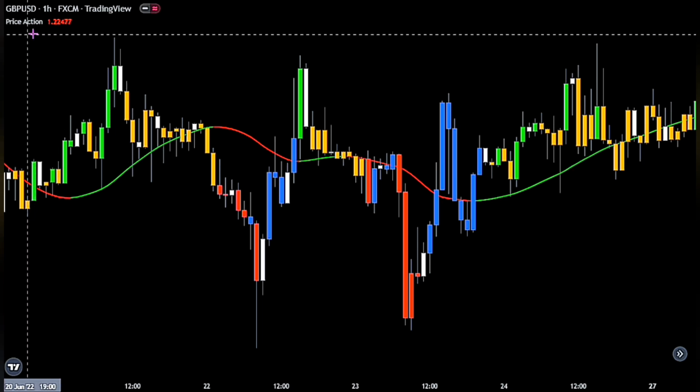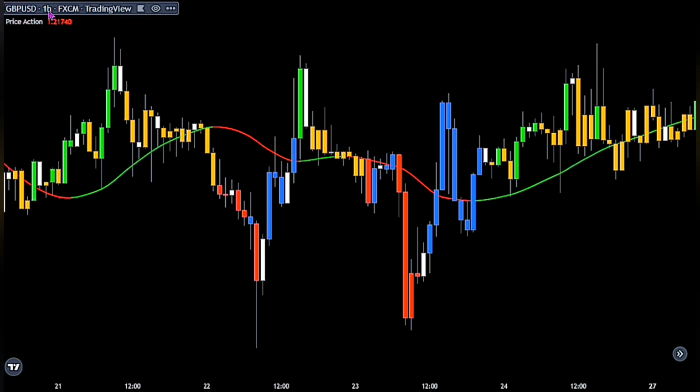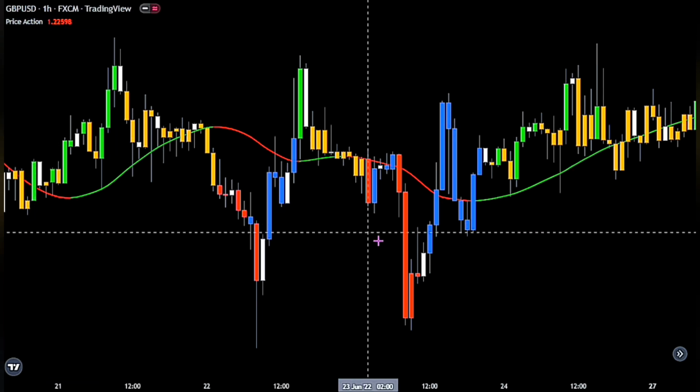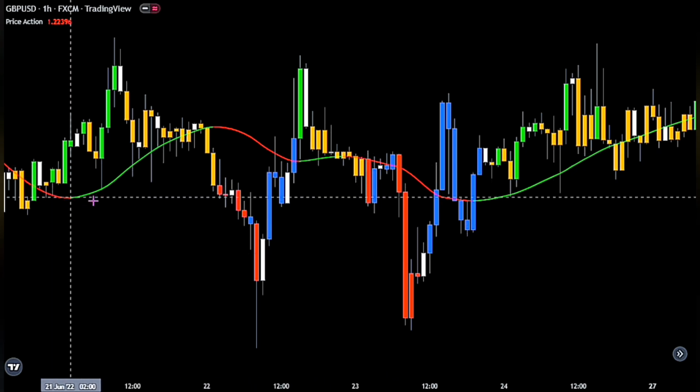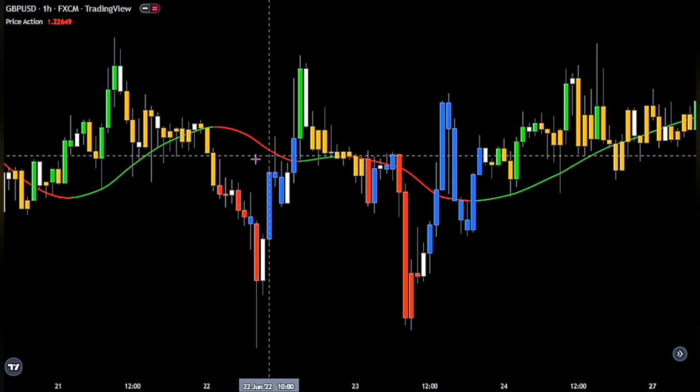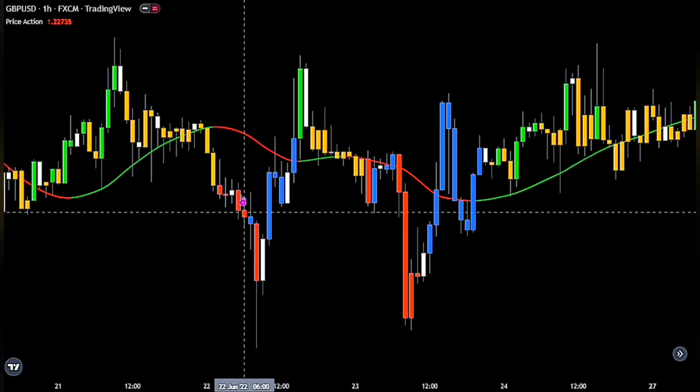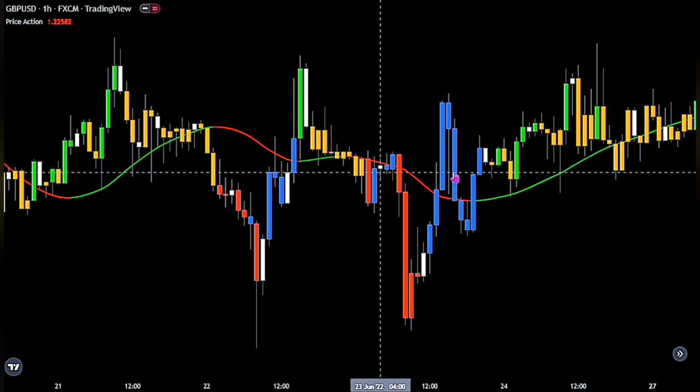Okay, so we're currently looking at the pound United States dollar 1 hour chart. And let me introduce you to these indicators. So the first main confirmation indicator on our chart is this Hull moving average. What this indicator does is, you see when there is a red line, we are in a bearish trend, but when we see a green line, we are in a bullish trend.